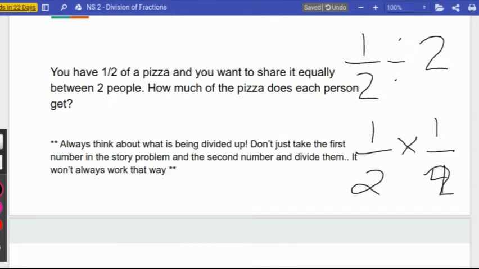So how much of a pizza does each person get? Each person gets 1/4 of the pizza.